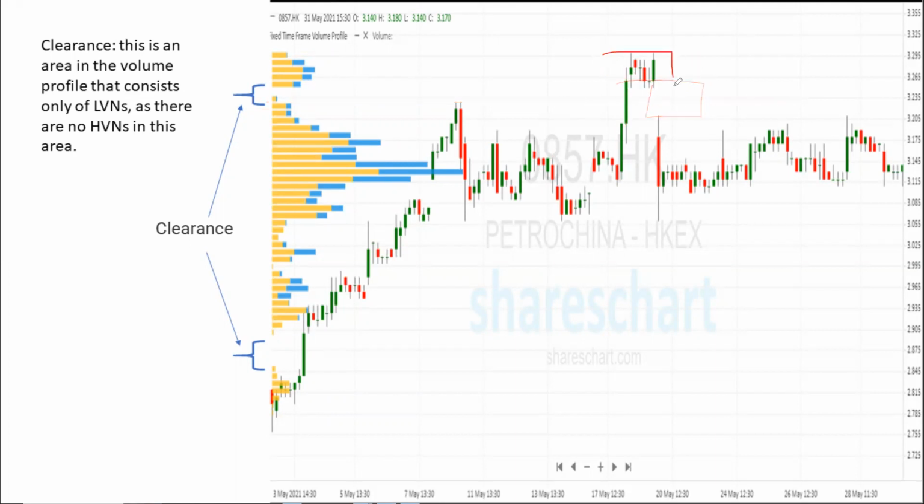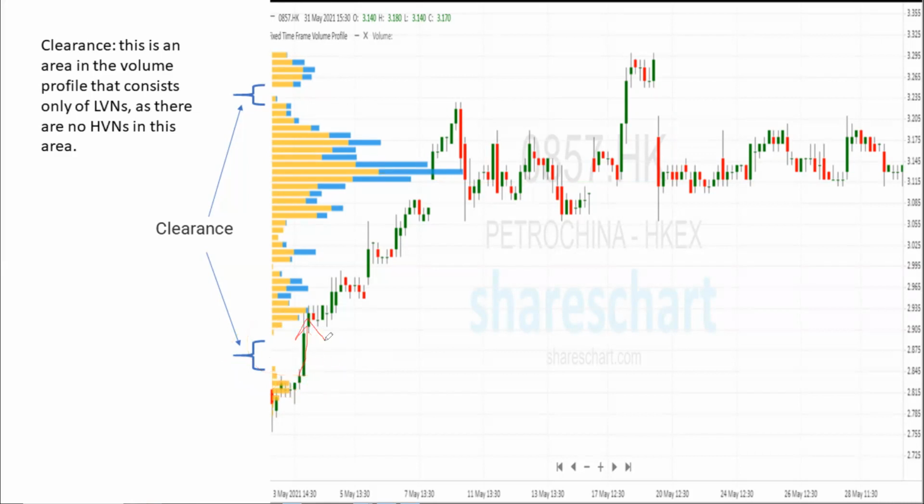So whenever we come up to our higher volume nodes, we consolidate a little, and price just completely skips through and performs clearance right through the area back down to the higher volume nodes. Same thing happens over here. You see we're consolidating a little bit, and then boom, we have this clearance, and price just quickly moves straight through there.